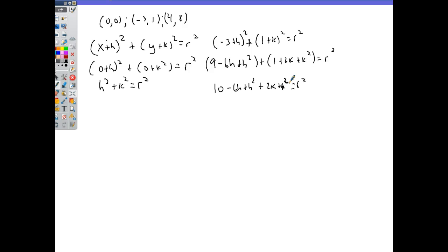So I need a third equation. What am I going to do for a third equation? 4 and 8. Plug in the 4 and 8. So the exact same thing. I get (4 plus h) squared plus (8 plus k) squared equals r squared. Agreed? Oh, Lord. Here we go. 16 plus 8h plus h squared plus 64 plus 16k plus k squared equals r squared. You're thinking, this cannot get worse. This did not get me in the right direction at all.